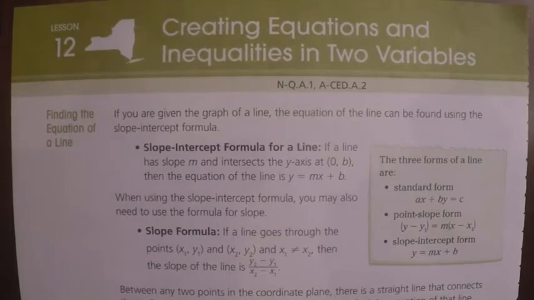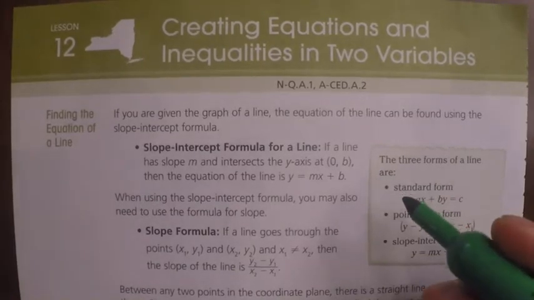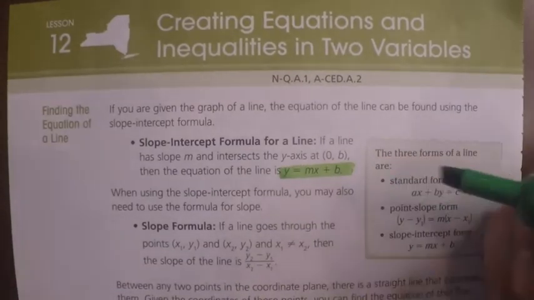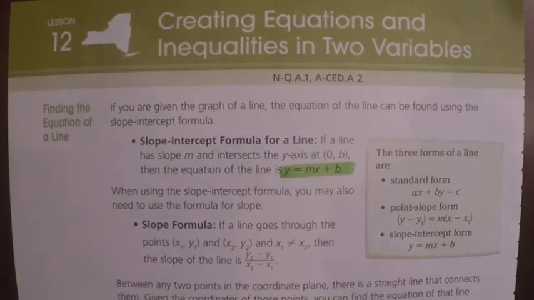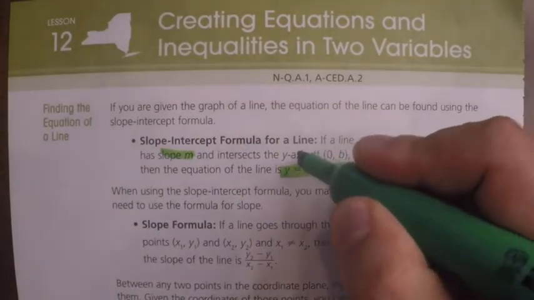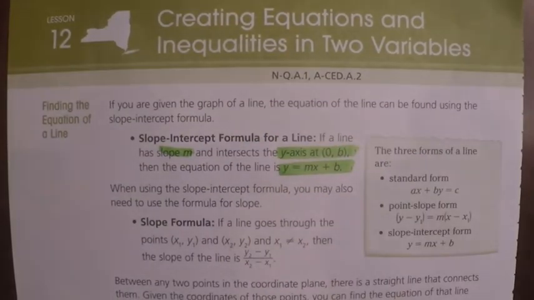If you take a look here, the first one we're looking at is finding the equation of a line. It says if you are given the graph of a line, the equation of the line can be found using the slope-intercept formula. The slope-intercept formula of a line is y equals mx plus b, remembering that the slope is m and the y-intercept is where it intercepts the y-axis. You can write that pretty easily if you're given a picture or a graph. We'll get to one of the examples a little bit later.